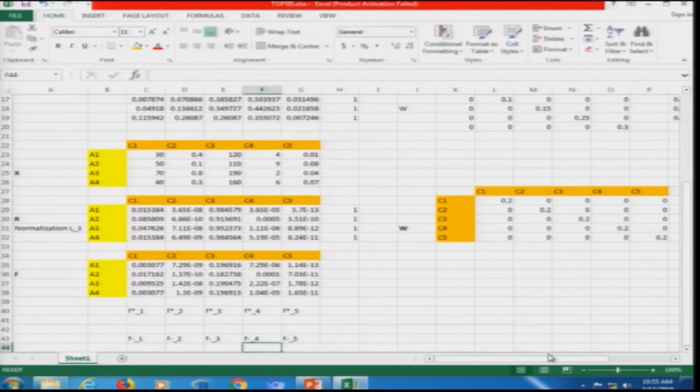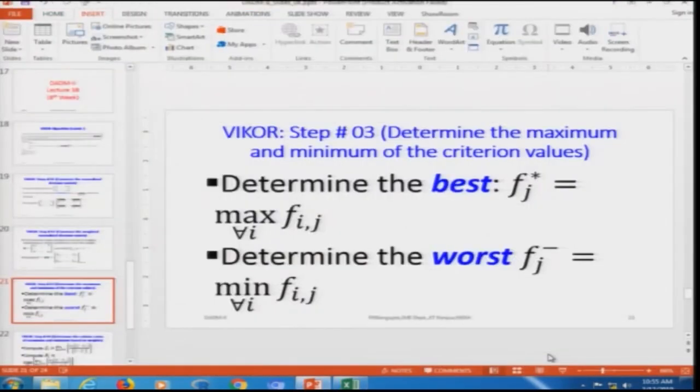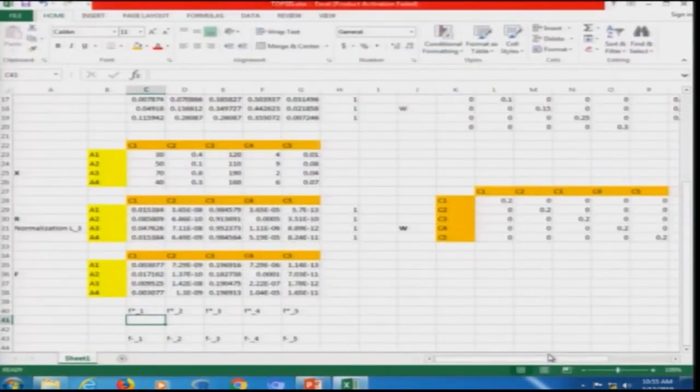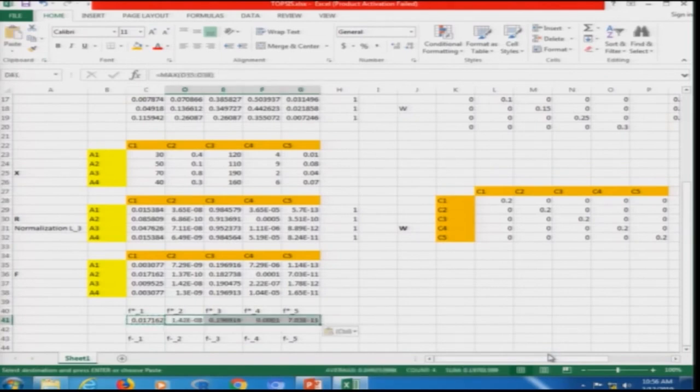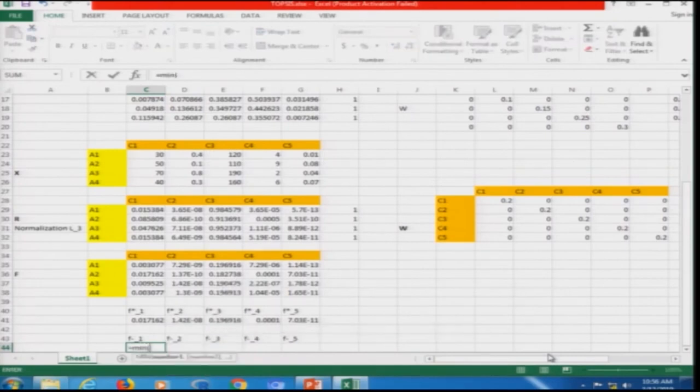Done. Now, I need to find out the maximum. Here the maximum and here the minimum. So, for all the i's, so remember for I will take for all the i's. So, it is going to max for this. So, I take max. So, this is the max values. Now, I take the min or the worst criteria.